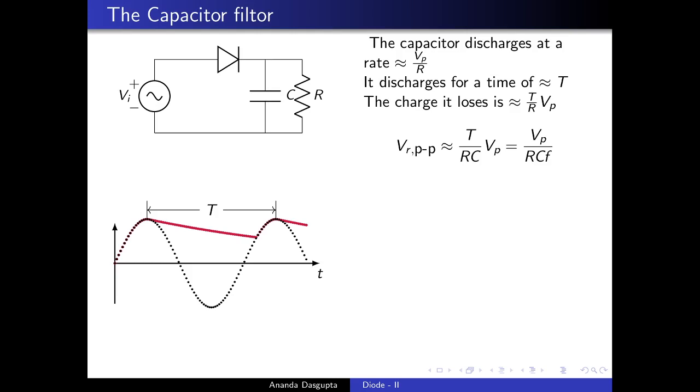So for our standard household AC, for example, the frequency should be around 50 Hertz, capital T would be around 20 milliseconds. And if RC is of the order of 1 second, let's say, then 20 milliseconds by 1 second would be a pretty small number. So we would expect a pretty small ripple in such cases. And to get an RC of 1 second with a kilo ohm order resistance is pretty simple. All you need is a millifarad order capacitance.